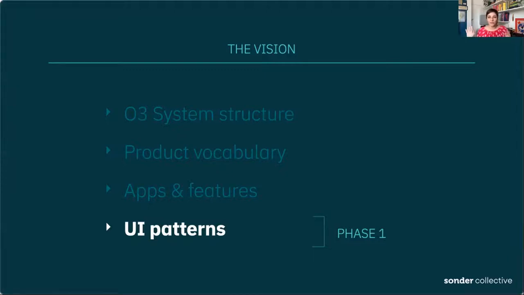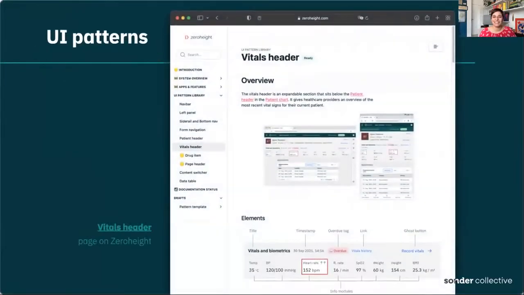So that's what I'm going to show a little bit of. This is still a work in progress, but let's just dive into it, because we are very confident that this will be very helpful for developers across the world working with OpenMRS. So this is an example of a documentation page for one of our components, which is the vitals header. It appears prominently on the patient chart, and it has many small elements. I'm going to jump from Keynote to the browser to show you a live version of it.